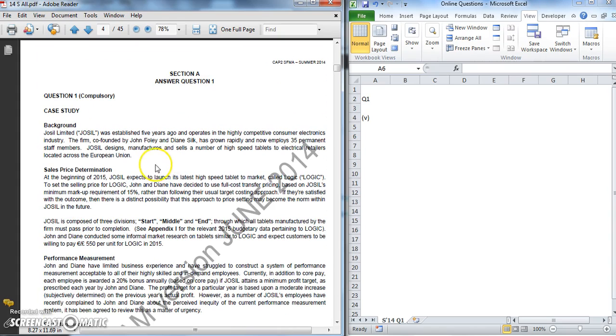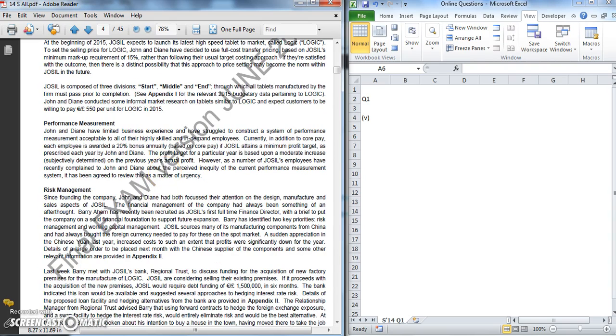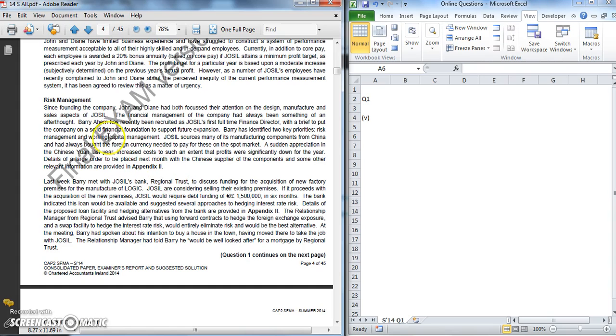So if we go up and we look at the brief about the case study, Jostle was established 5 years ago, and it operates in the consumer electronics market, and it delivers high-speed tablets across the European Union. So if we go back, there are different sections for some of the other components of the case study. We're going to focus particularly here on the risk management paragraph.